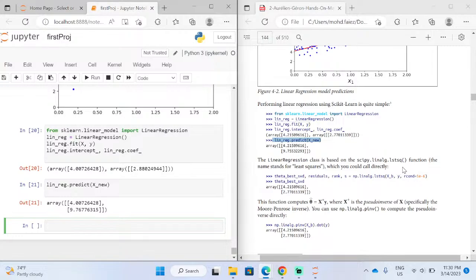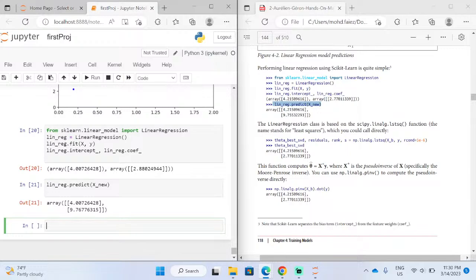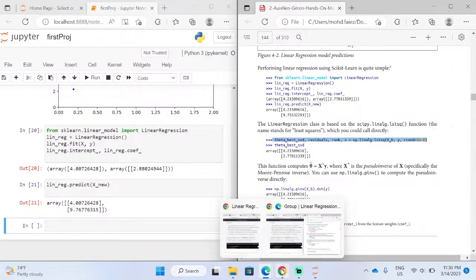On the np.linalg.lstsq function, the name stands for least squares algorithm. You could call it directly: theta_best_svd, residuals, rank, s equals np.linalg.lstsq. It's a very strange name, I'm not able to understand it even. Let's see what ChatGPT is telling.